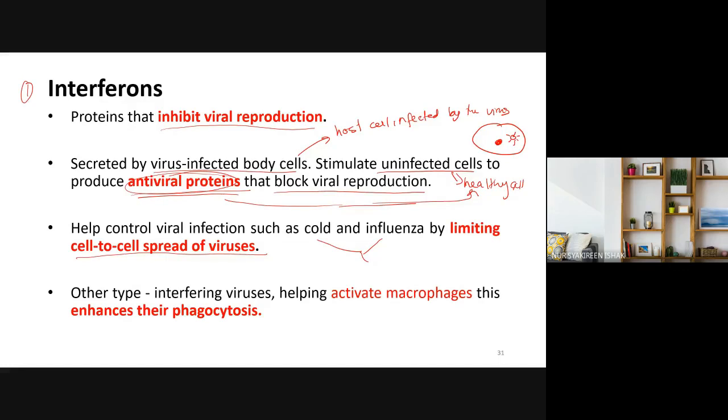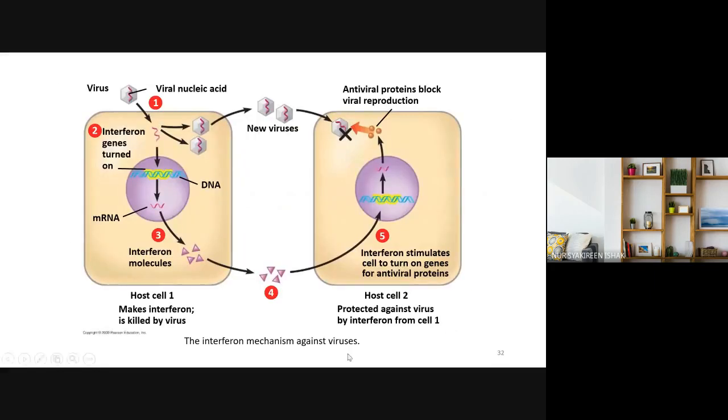So other type is interfering viruses helping activate macrophages. This enhances their phagocytosis. Okay, so the presence of the virus will also activate a macrophage to enhance the macrophage ability to engulf that pathogen through phagocytosis. So as you can see from this diagram, this is the host cell 1. Okay, so this is the infected cell. So as you can see, this is the virus outside of the cell.